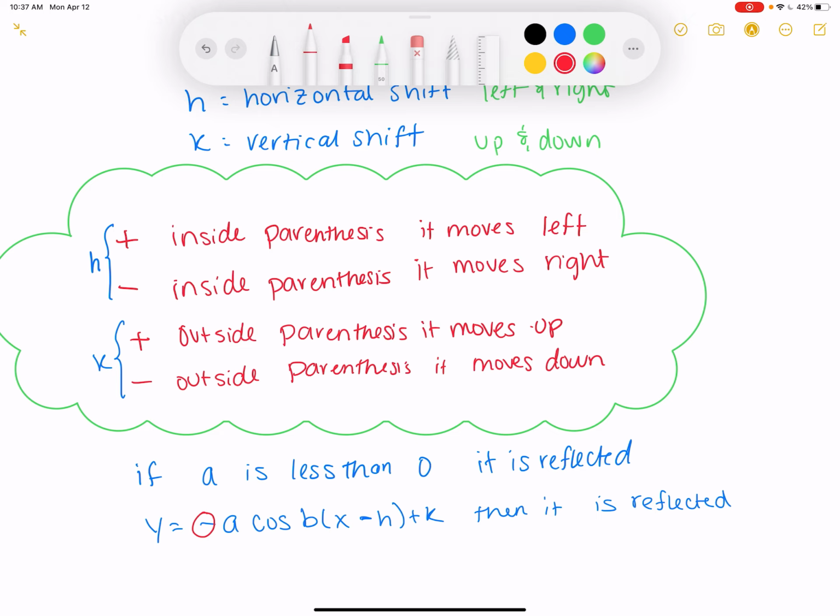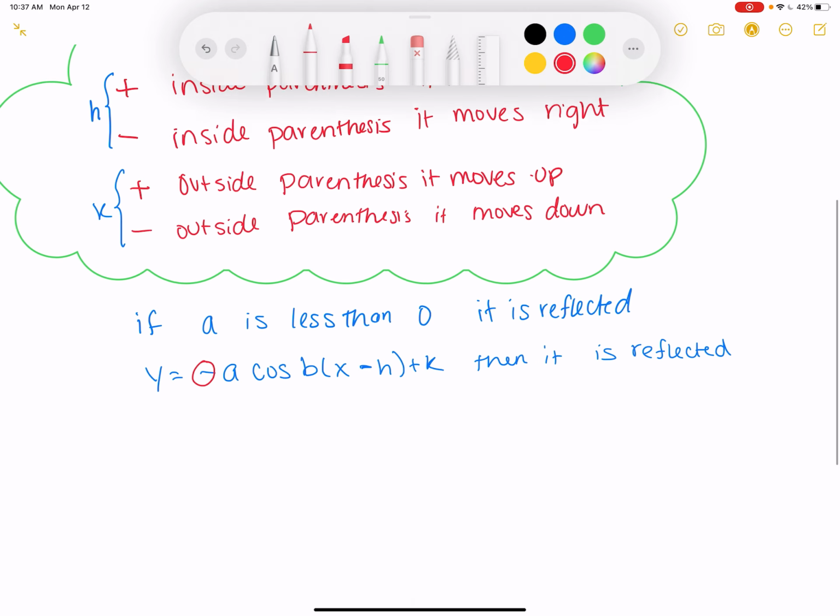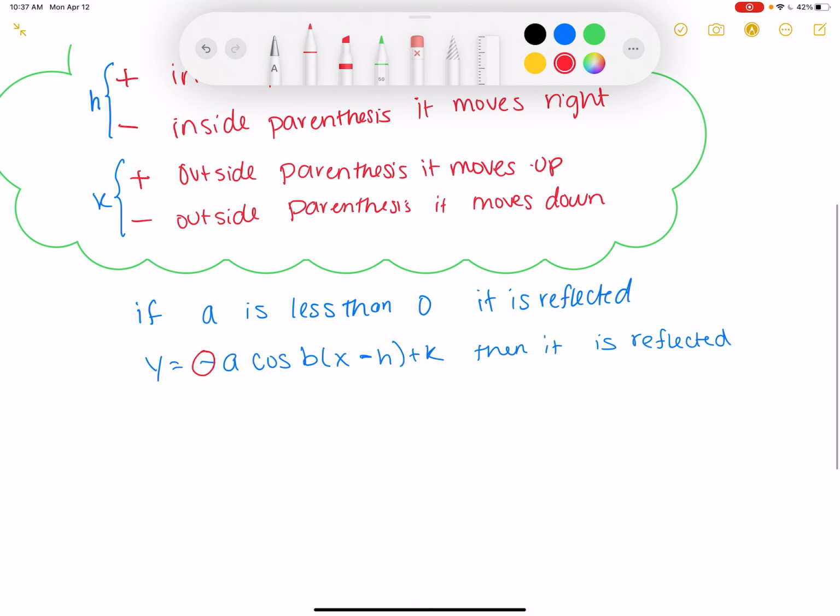Can you scroll up a little bit? Basically, there's a negative out front, so it's the opposite. If there's a negative in front of A, it's reflected. But if it's not, it's just regular. So it's like this.